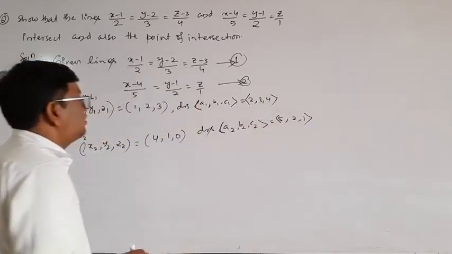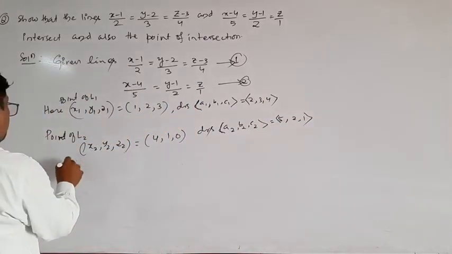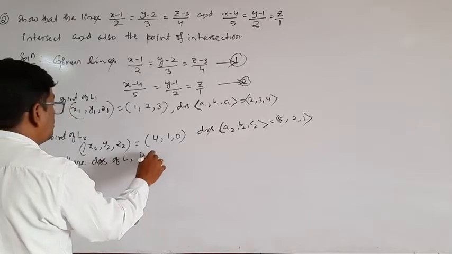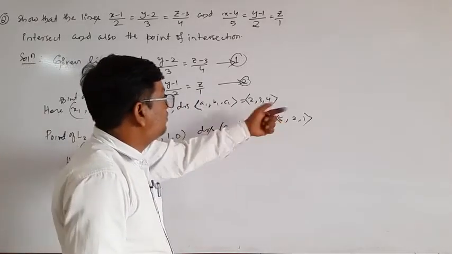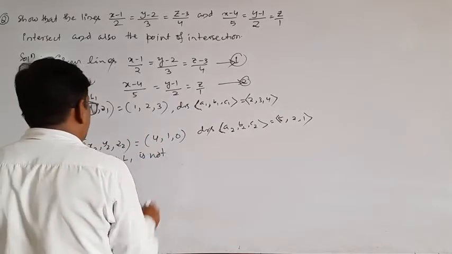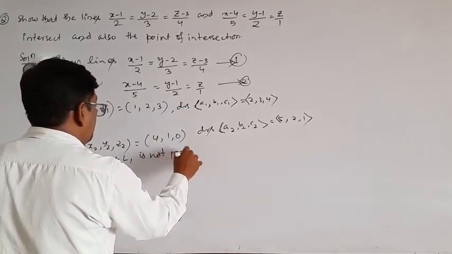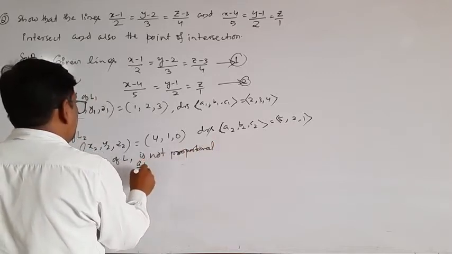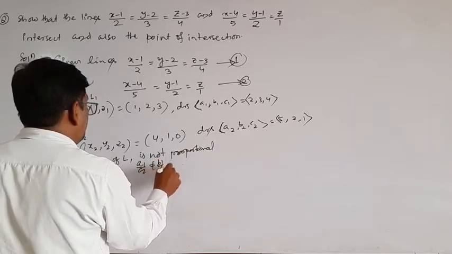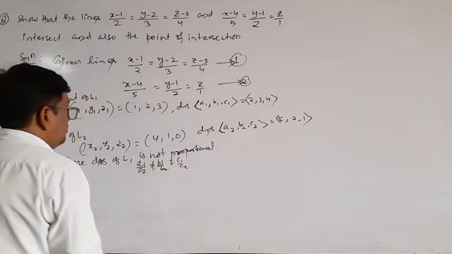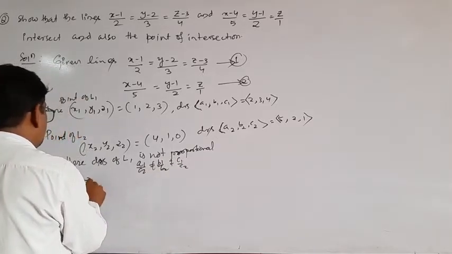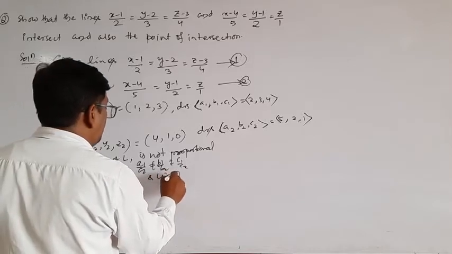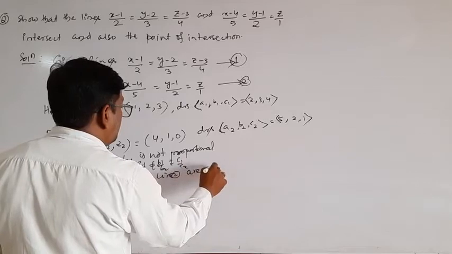Here the DRs are not proportional. The DRs of L1 and L2 are not proportional: 2 by 5, 3 by 2, so not proportional. That is, a1 by a2 is not equal to b1 by b2, not equal to c1 by c2. Therefore, line L1 and line L2 are not parallel.